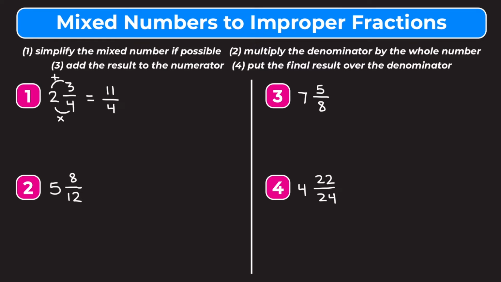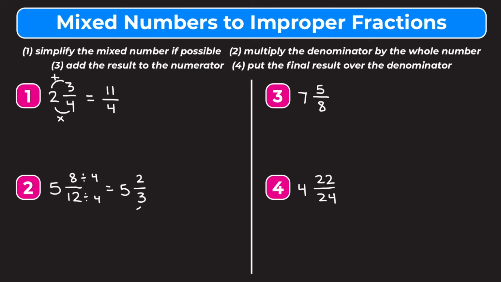Moving on to example 2, we can simplify 8/12. So we're going to start by doing that. We're going to divide the top and bottom of our fraction part by 4. We're going to keep the whole number part the same, so it stays as 5. 8 divided by 4 gives us a 2 on the top, and 12 divided by 4 gives us a 3 on the bottom. And now we're going to finish this like we solved number 1.